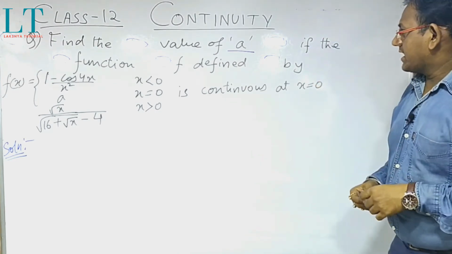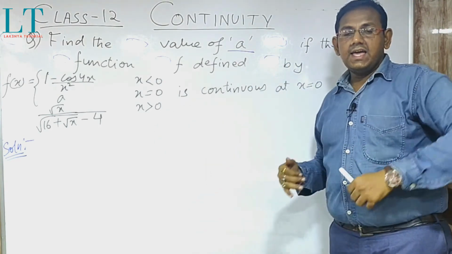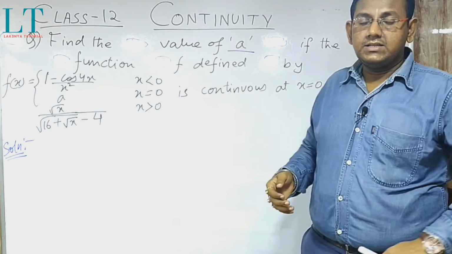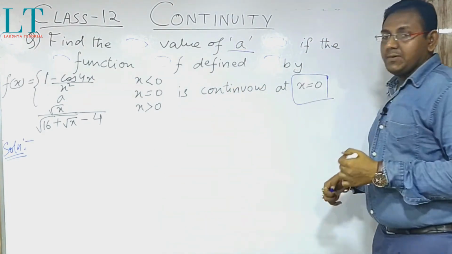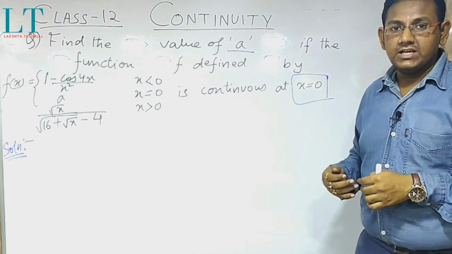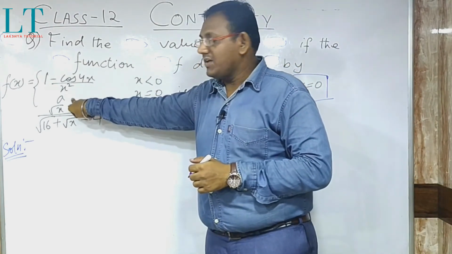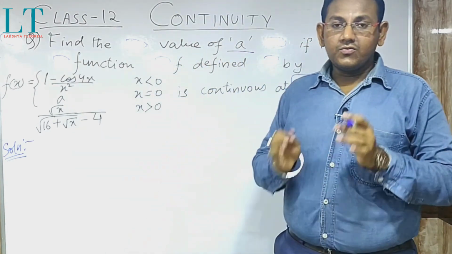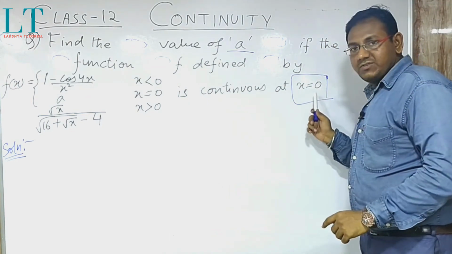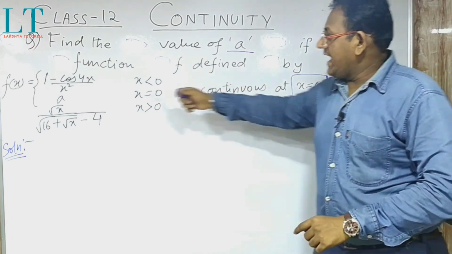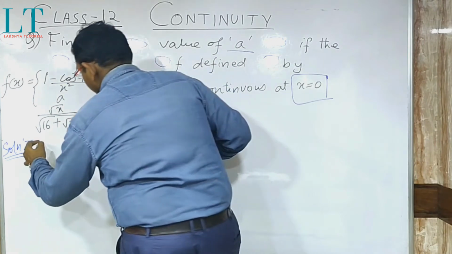Now in this particular case, don't get confused with the a that we need to find out and the a that is present in the formula. The a that is present in the formula is this one, the point at which we need to check the continuity. But the a that is given in the question is the one that we need to find out. So first thing is to avoid confusion. The point at which we need to check is 0 and a is the variable that we need to find out. The next thing is to start with the solution.